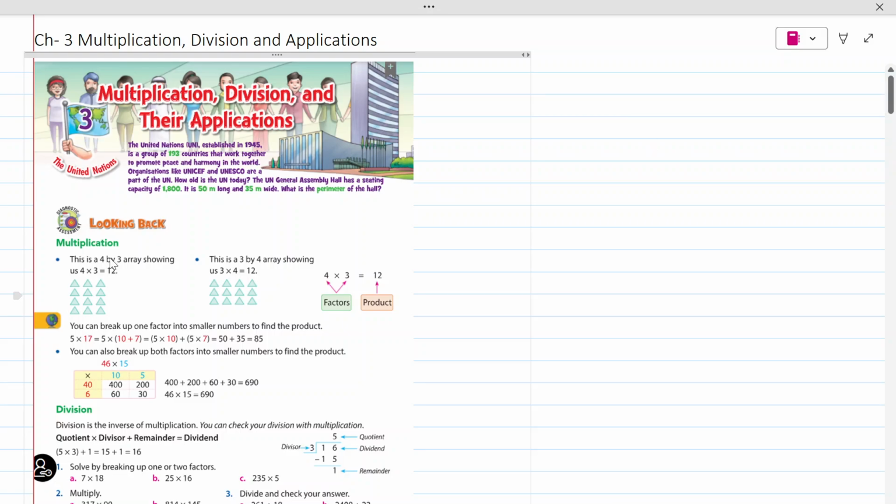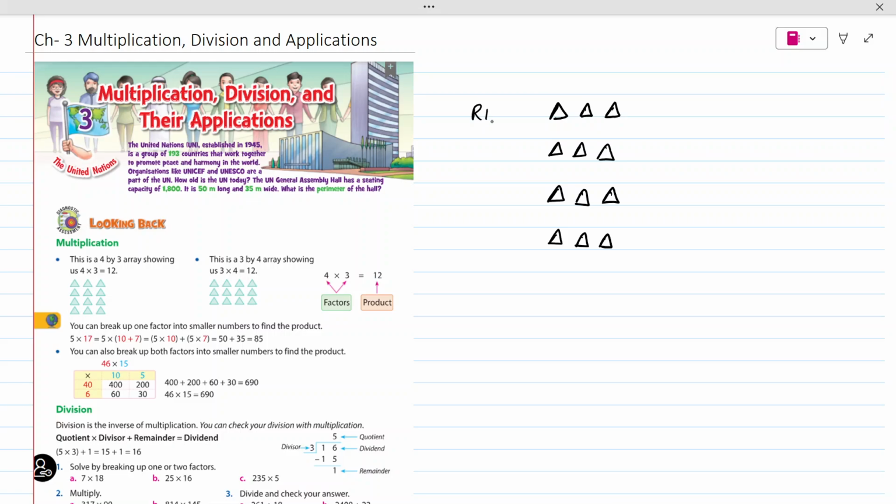So first we have the multiplication. This is a 4 by 3 array showing us 4 multiplied by 3 is 12. So kids, what is this? The same thing I'm going to draw over here. We have 4 rows. This is the first row, second row, third row and the fourth row, right? I'm denoting row with R. These are the rows. We have 4 rows.